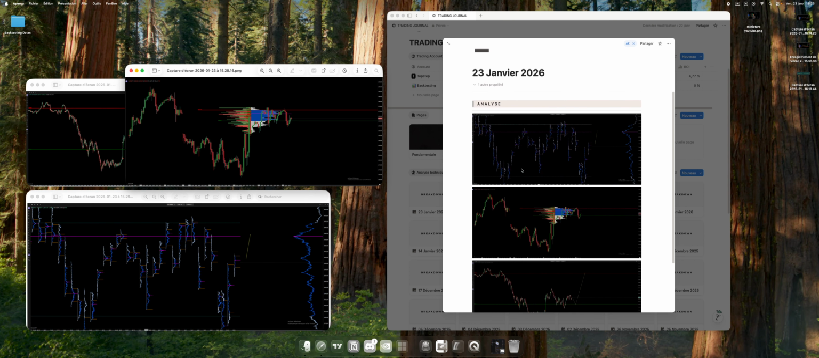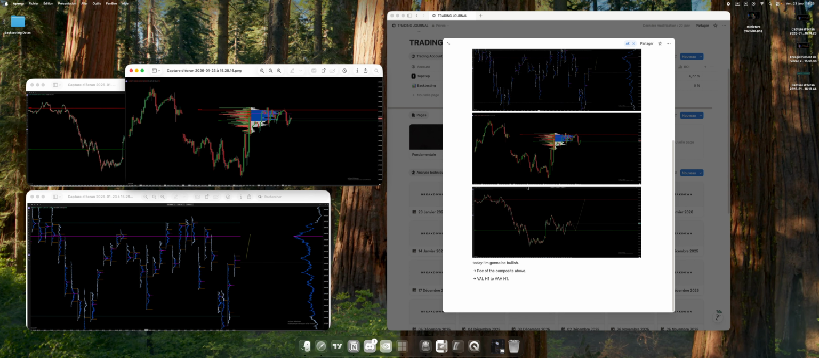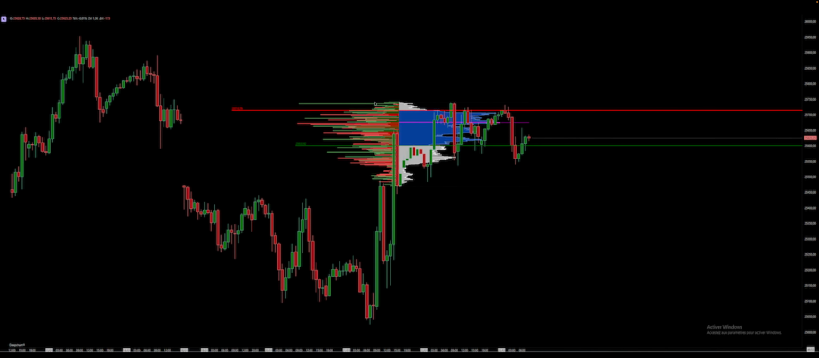You can see here in my trading journal I wanted to be bullish because we have the POC of the composite above and we are in a compressed range in the 1 hour time frame with value area high and value area low. So I wanted to take a mean reversal model, value area low to value area high. So first is this one.